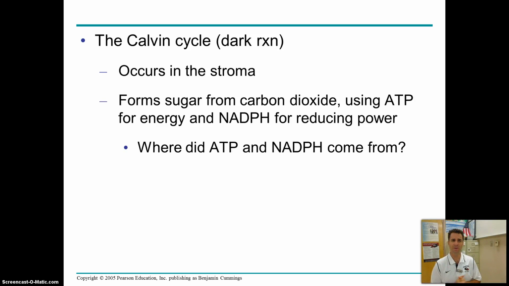It occurs in the stroma, the equivalent environment to the matrix of the mitochondria. That's the inside region surrounding the thylakoids. And the Calvin cycle's purpose is to form the sugar.